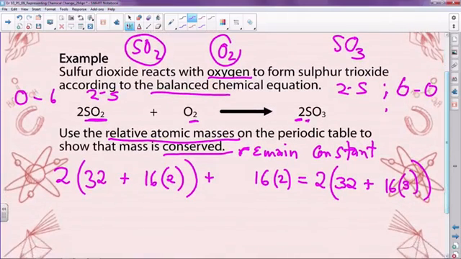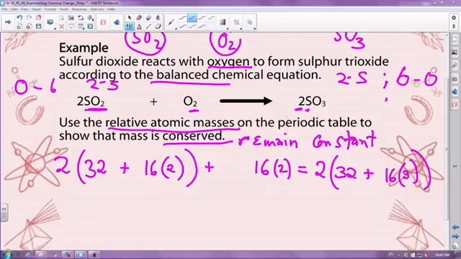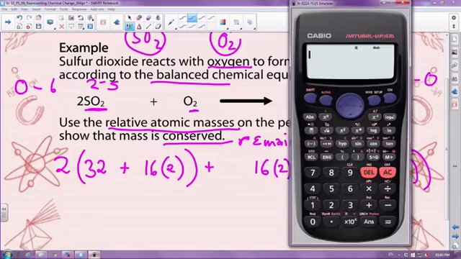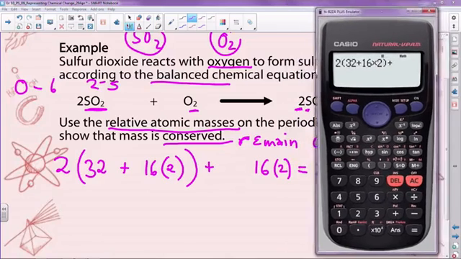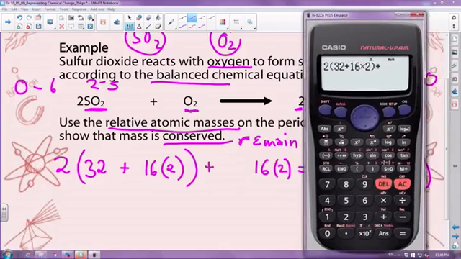Right, now we go to our calculator, just to confirm in terms of the masses. We shall work out the sulfur dioxide and then the oxygen, and get the total. So now we've got 2 into, open bracket, 32, which is for sulfur, plus 16 times 2, close the bracket, plus the one for oxygen, the other reactant, which is 16 times 2. What do we get? We get 160 atomic mass units on the left.